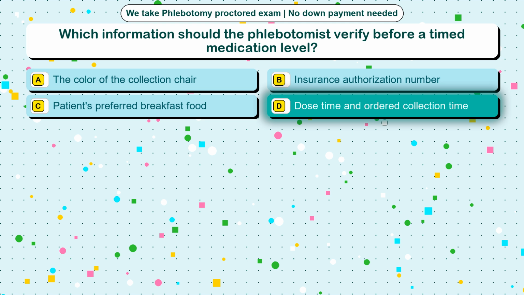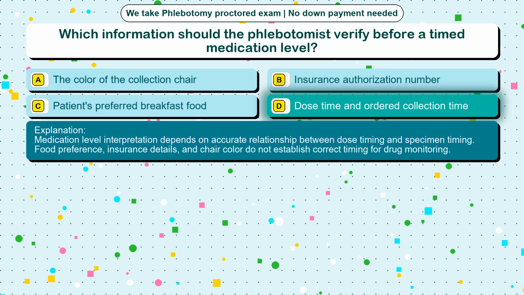Dose time and ordered collection time. Medication level interpretation depends on accurate relationship between dose timing and specimen timing. Food preference, insurance details, and chair color do not establish correct timing for drug monitoring.